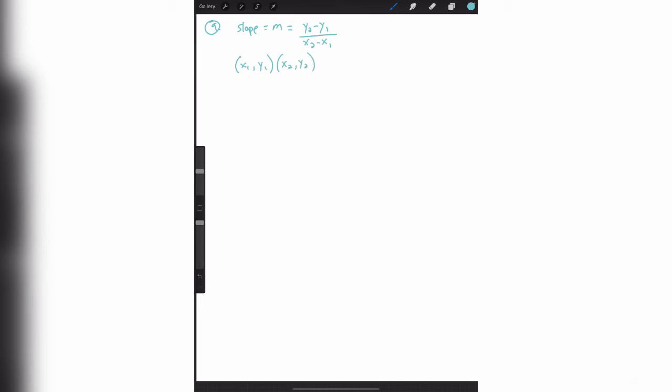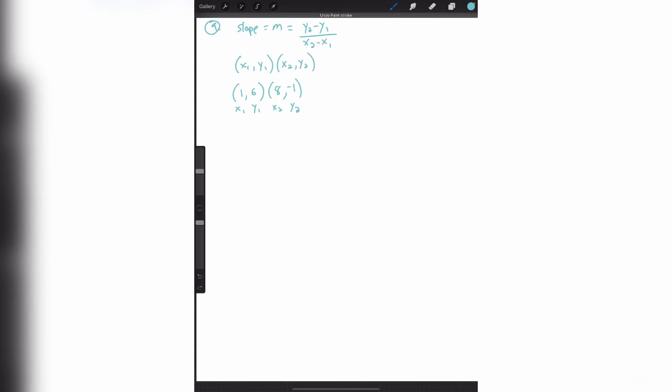So number 9, it gives me an example. It says (1, 6) and (8, -1). All right, so in this case, 1 is x1, and 6 is y1. 8 is x2, and -1 is y2. So let's go ahead and substitute these values in to this up here.